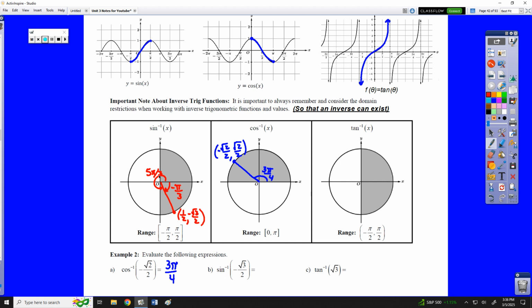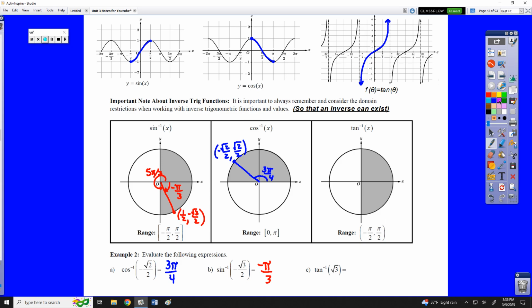So when we say, what is the inverse sine of negative root 3 over 2, in the restricted range of negative pi over 2 to pi over 2, that is negative pi over 3, which in reality is equivalent to a 5 pi over 3 angle.